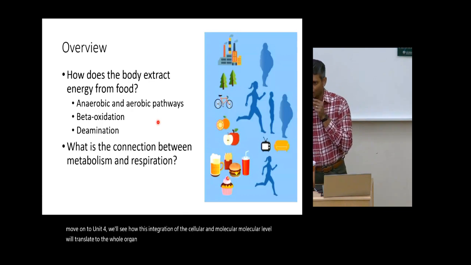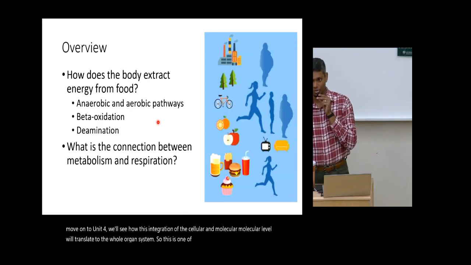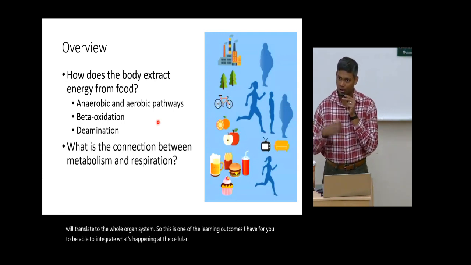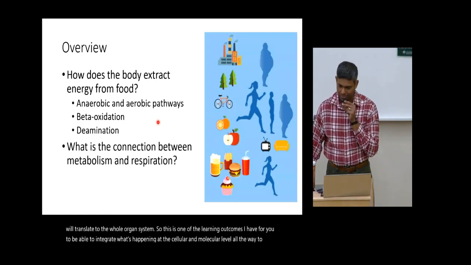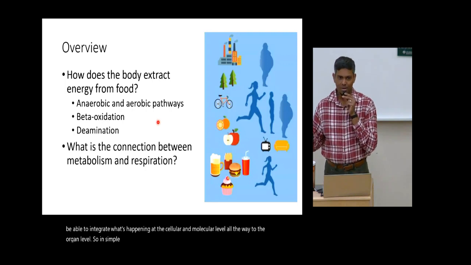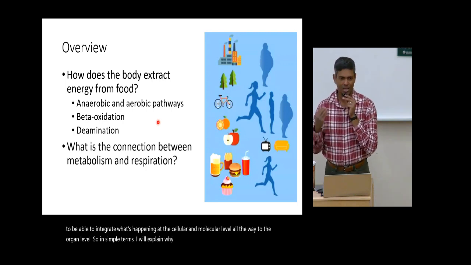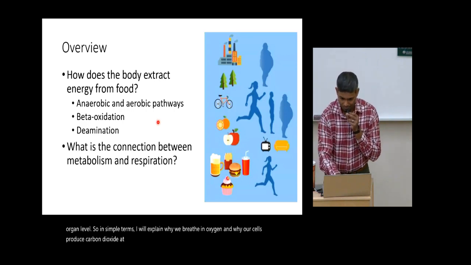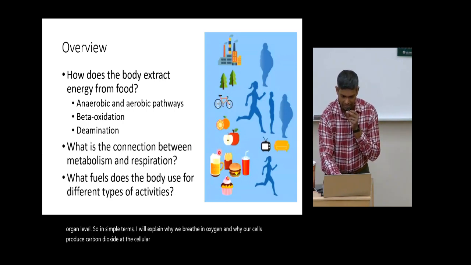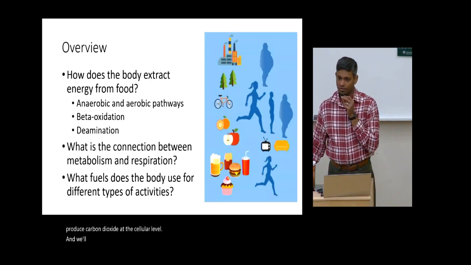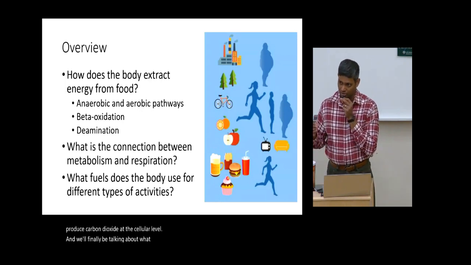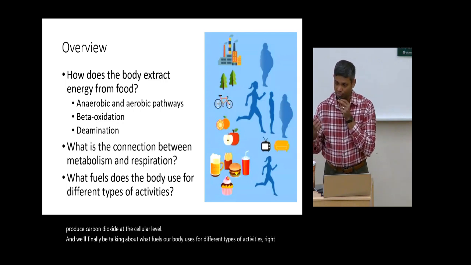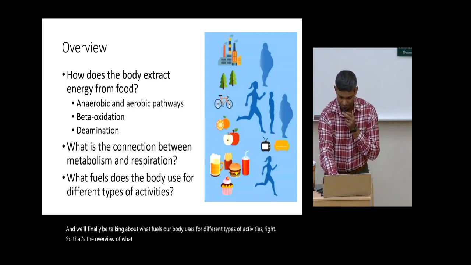This is one of the learning outcomes I have for you: to be able to integrate what's happening at the cellular and molecular level all the way to the organ level. In simple terms, I'll explain why we breathe in oxygen and why our cells produce carbon dioxide at the cellular level. And we'll finally be talking about what fuels our body uses for different types of activities, right? So that's the overview of what we'll cover in metabolism.